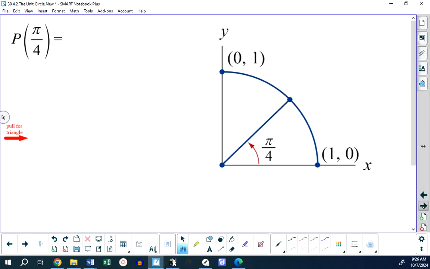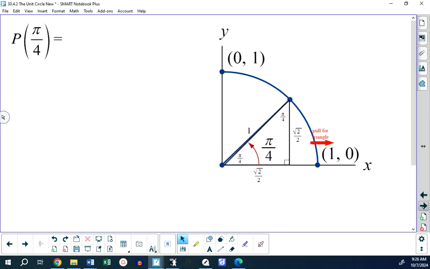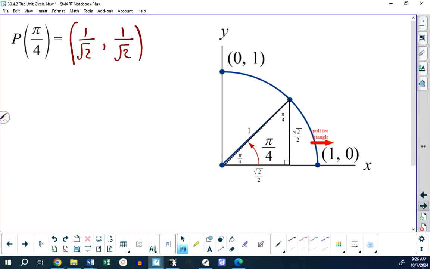What about this one? Well, if I take that reference triangle that we know about, and I lay it down here, you see that the x-coordinate is root 2 over 2 and the y-coordinate is root 2 over 2, which I think you already knew based on a previous example. So this is 1 over root 2, comma, 1 over root 2. And I'm purposefully just changing lanes back and forth here to get you used to the fact that root 2 over 2 and 1 over root 2 are the same. Okay?